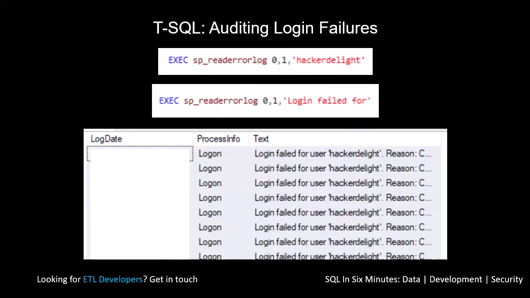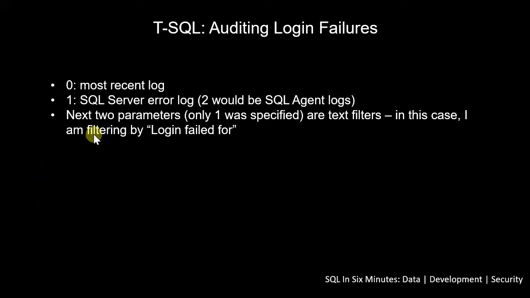So let's look at reading the error log, and I am going to quickly skip to the last slide here, and we are going to look at how we're specifying the parameters in this case. So the first parameter is specifying whether it is the most recent or not most recent. In this case, 0 is the most recent, so I want to look at the most recent error log. 1 is the SQL Server error log. 2 would be the SQL agent log. This is what I actually want to check in terms of auditing.